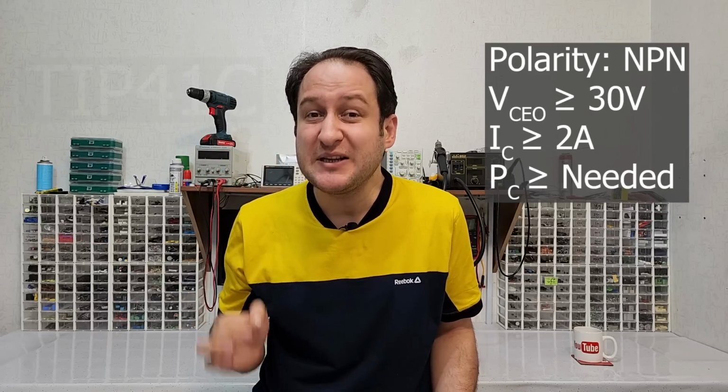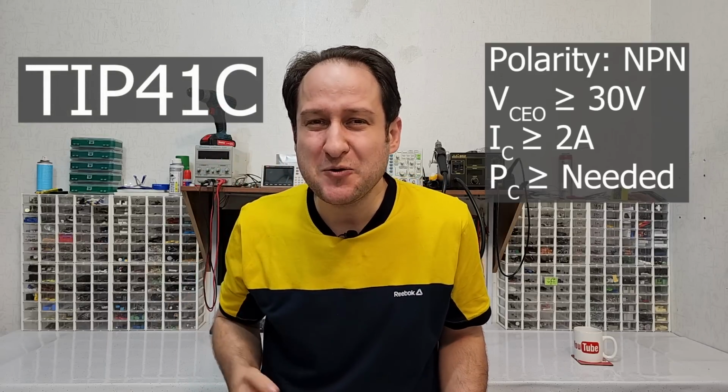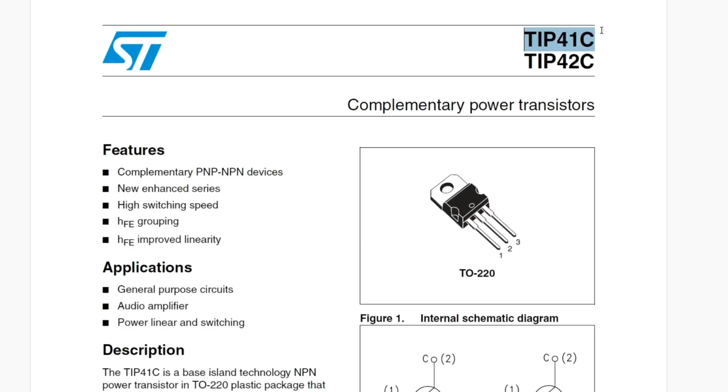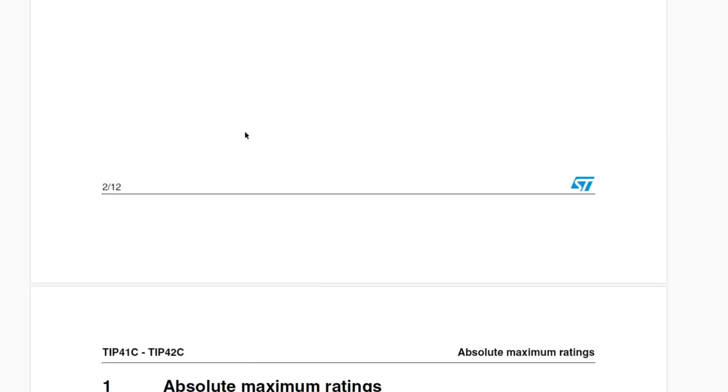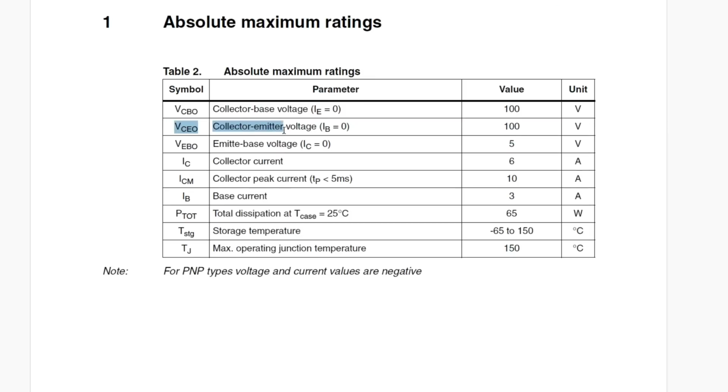So we have to look for another transistor, this time with these requirements. By a simple search, I found the TIP41C. It seems to be a good choice. This is the datasheet of the TIP41C, a power NPN transistor. Let's look at its parameters here in this table. The VCEO of this transistor is 100 volts, which is far higher than the 30 volts we need. It is necessary to mention that this parameter shows that we can switch voltages up to 100 volts. It is obvious that voltages lower than 100 volts, like 30 volts, can be switched by this transistor easily.